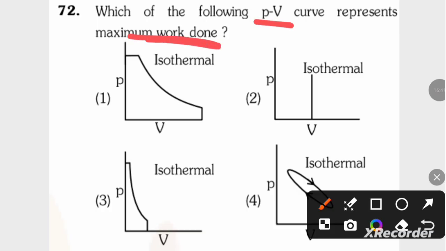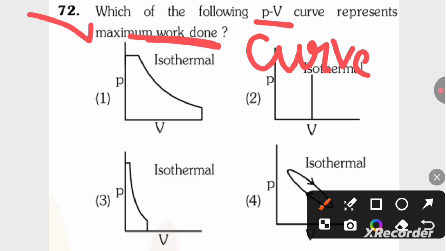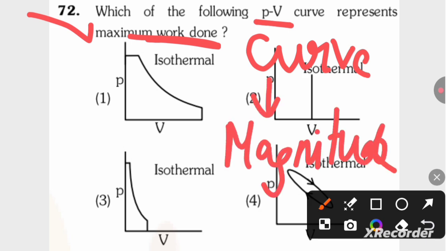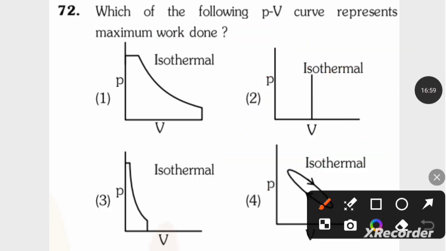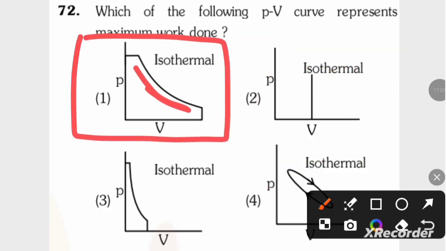If you want to find out maximum work done, what you need to find out is the area under the curve. Whatever the area is, that represents the magnitude of the work. The magnitude of the work can be observed under the curve. Among the 4 graphs, in graph 1, we can find more magnitude of the work under the curve.